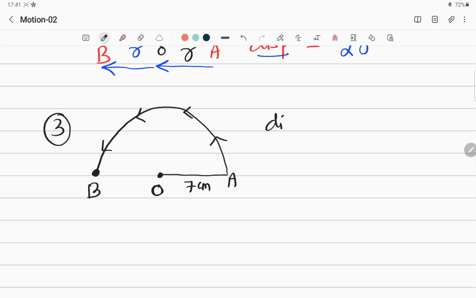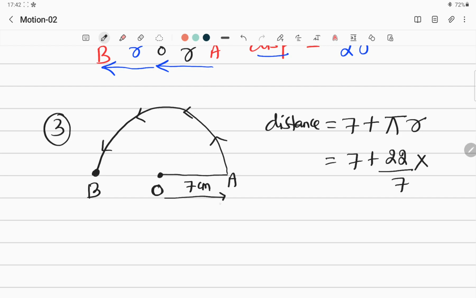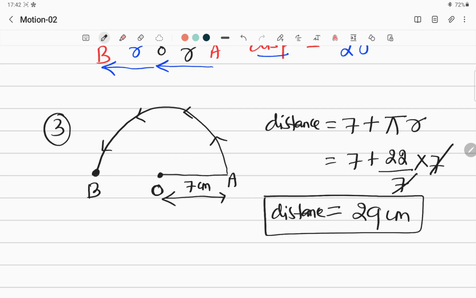Now tell me, what is the value of distance? It's quite a simple case, no? O to A, he has covered how many centimeter? 7 centimeters. So in distance you have to add that 7 plus. Then from A to B, it is in the form of a semicircle, which means the circumference is pi r. So I'm going to write it as 7 plus pi into r, where pi is 22 by 7 and the radius is 7 centimeter. The 7 gets cancelled, and 7 plus 22 is 29. So the distance traveled by that boy is going to be 29. This is quite simple.